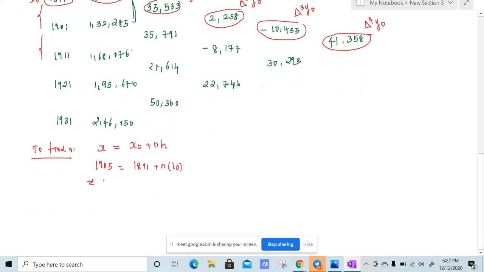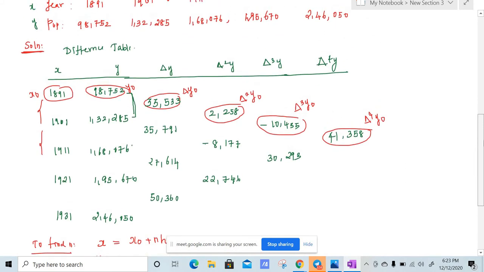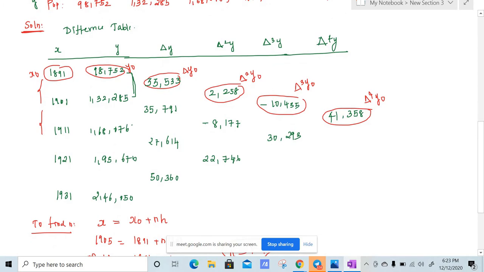So this implies 1905 minus 1891 is equal to 10n. 1905 minus 1891 will be 14, right? 14 is equal to 10n. So this implies n is equal to 1.4. So that's it. Whenever you're given a question, you just form the difference table. The difference table is just subtracting these values and writing the result in the middle term, and then you find n. Now we can substitute in the formula.